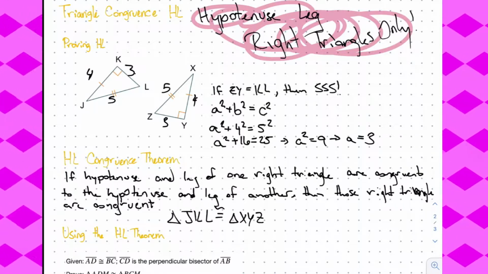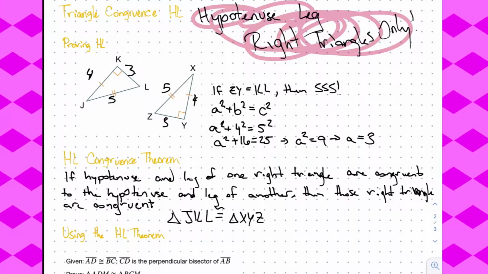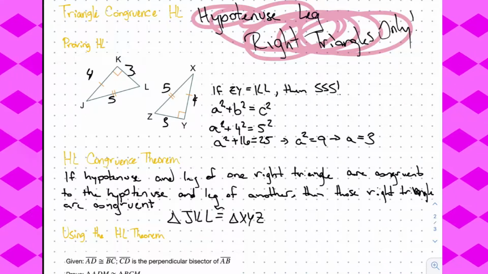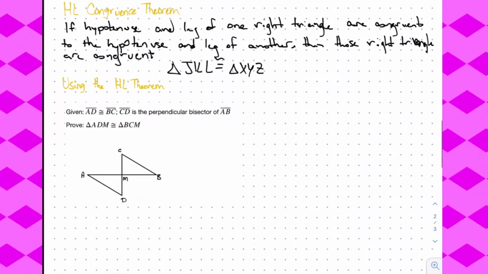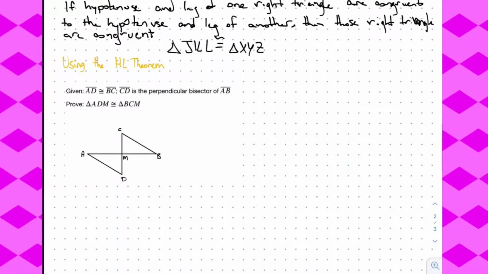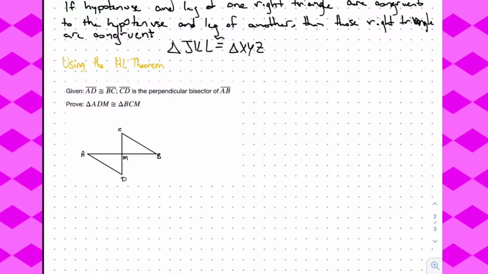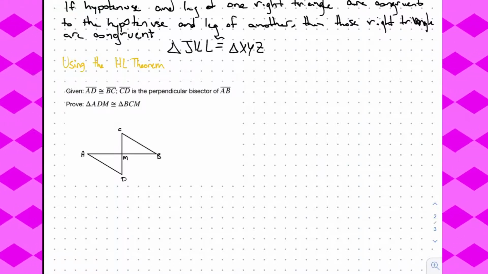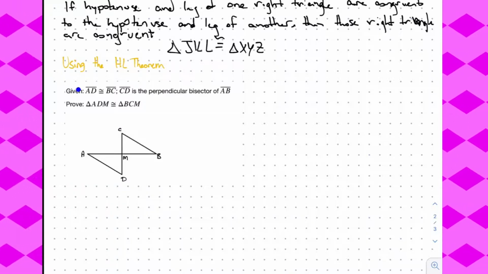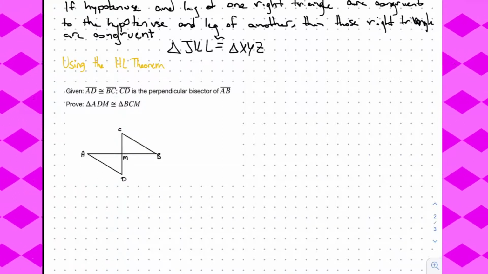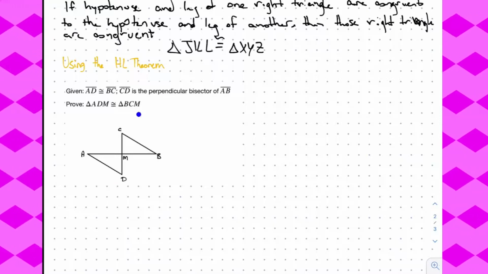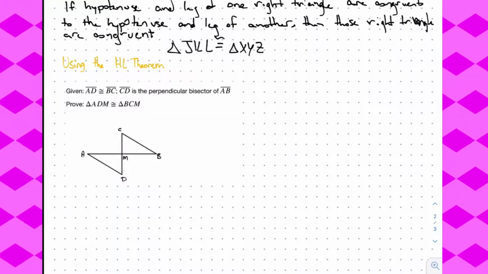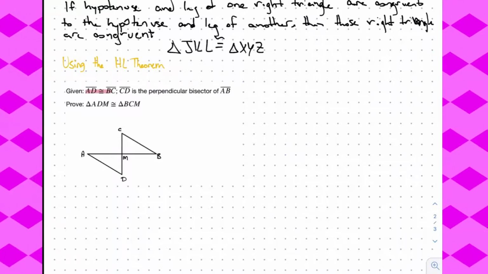So now let's use it. Let's prove that a couple of triangles are congruent using hypotenuse leg. So like I've said, whenever we're asked to prove something, we'll be given some amount of information. In this diagram, we're told that AD is congruent to BC and CD is the perpendicular bisector of AB. So let's start by just marking that stuff true. And we want to prove these two triangles are congruent. So first, AD is congruent to BC. So let's just put a little tick mark on each one.